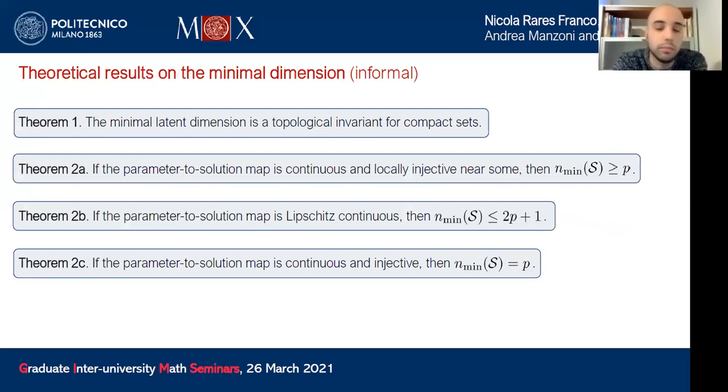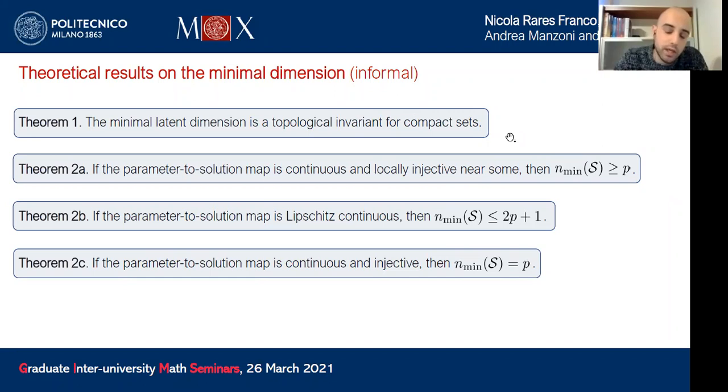There are some points that I should clarify: the fact that I'm considering a Hilbert space as ambient space, and the fact that I assume the parameter space to be compact. I'm not going to dive into this now, but if you wish, we can discuss it later. The first thing is that the minimal dimension is a topological invariant for a compact set. So if you have a compact set and you do some deformations using continuous maps, the minimal dimension is not going to change.